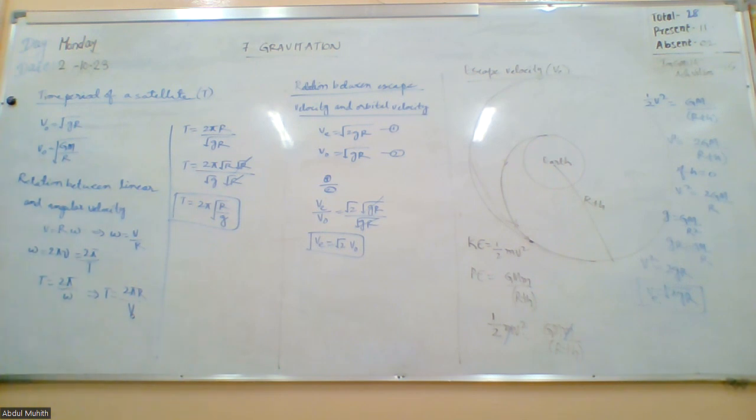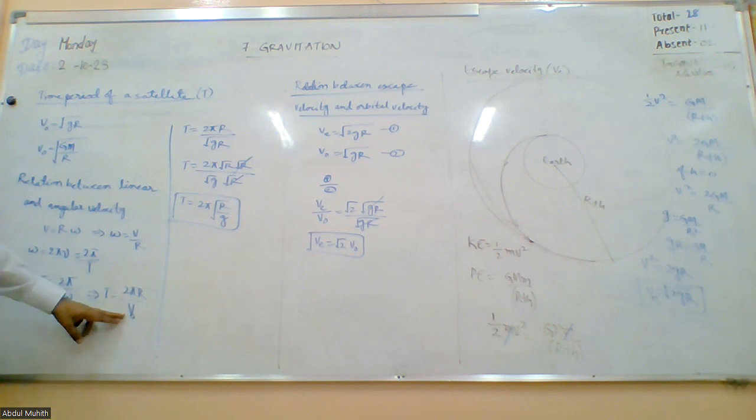Understood? Once again from the beginning. We have two formulas for orbital velocity: V0 equal to root gR, and V0 is equal to square root of GM by R. Relation between linear and angular velocity: V equal to R omega, so omega equal to V by R. Omega equal to 2 pi nu, which is equal to 2 pi by T. So T is equal to 2 pi by omega. But omega is equal to what? V by R. Just write that.